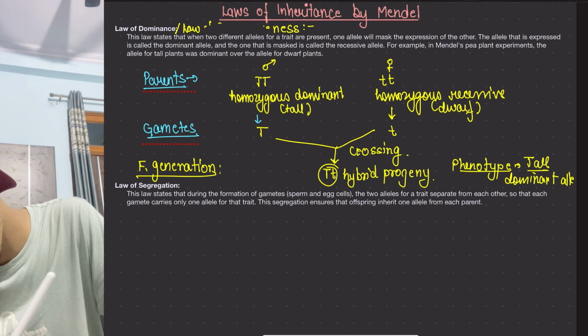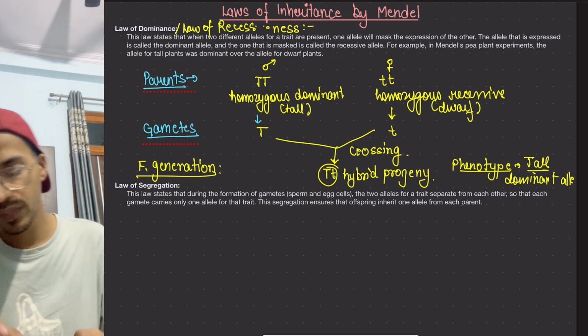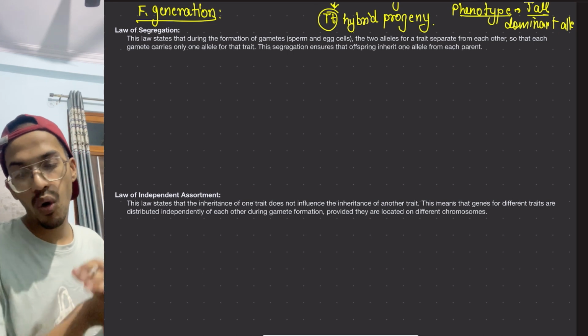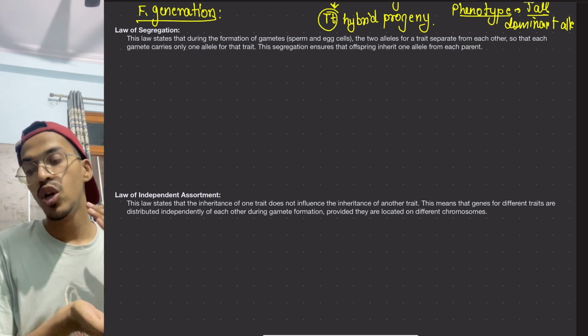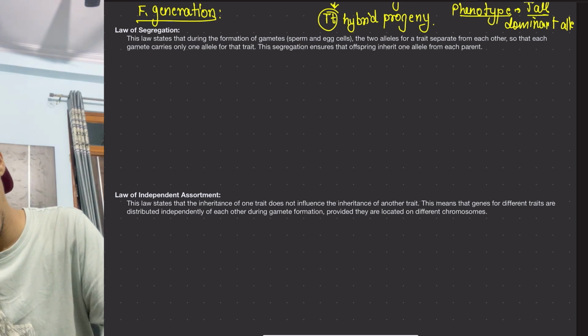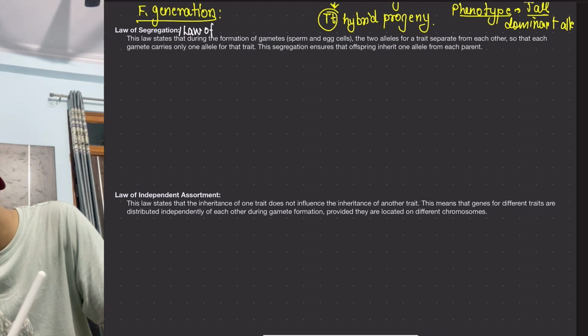Okay, something has been missed. Law of recessiveness. Okay, then comes the law of segregation, or it is also called the law of purity of gametes. So another name is also there, that is what? That is the law of purity of gametes.